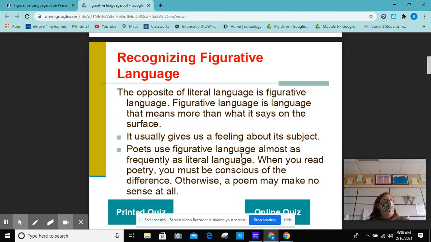Have y'all ever heard the phrase, it's raining cats and dogs? All right, is it literally raining cats and dogs when you see it? No. But what does it mean to you when someone says it's raining cats and dogs? It's raining hard, okay, which is kind of what happened yesterday when we got out of school. It rained really hard, okay?